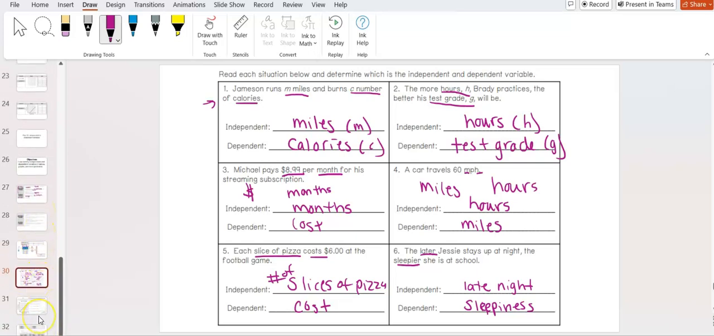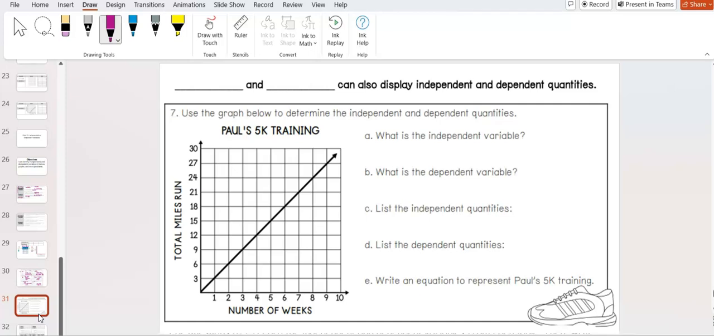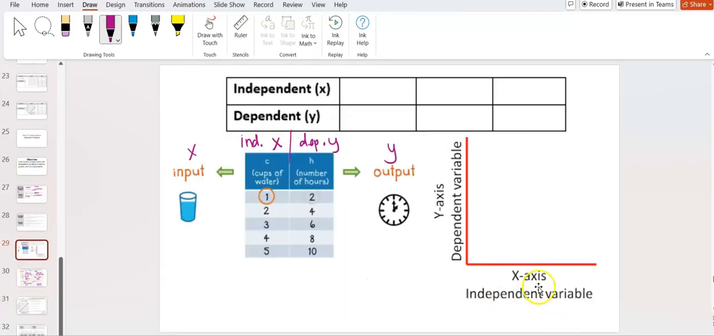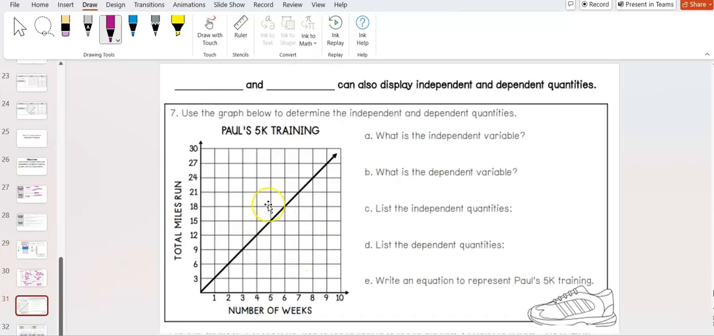All right, that is the hardest part of dependent and independent variables, I think, is pulling them from word problems because they can be misinterpreted. Here we have a little bit easier because we know, based upon our notes here, that anything on the x-axis is our independent variable and anything on the y-axis is our dependent variable. Finding dependent and independent from a graph is a lot easier, okay?